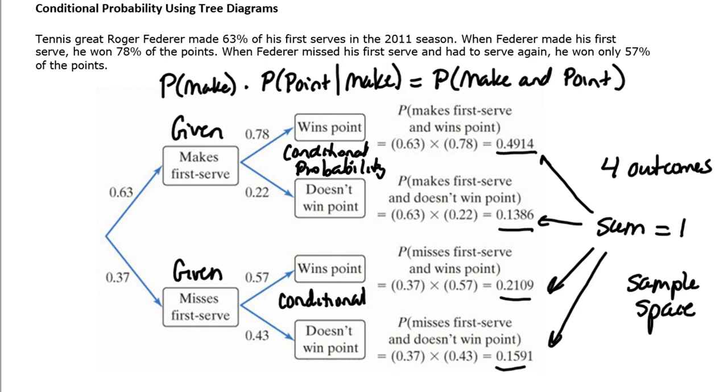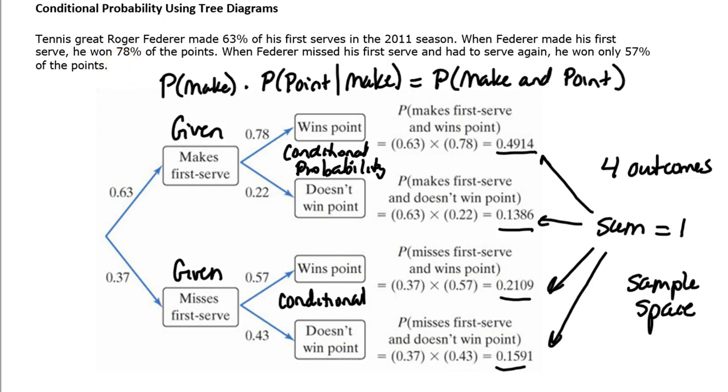So the first thing we know is that 63% of the time he made his first serve. So we know that 37% of the time he missed his first serve. This would be the given information in the conditional probability tree. The conditional probability is that when he missed his first serve and had to serve again, he won only 57% of the points. When he made his first serve, he won 78% of the points.